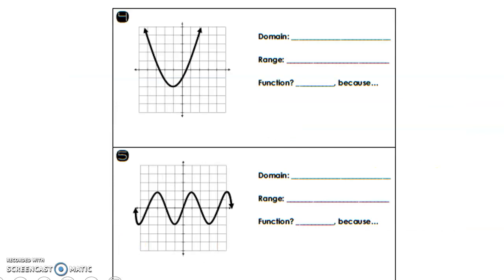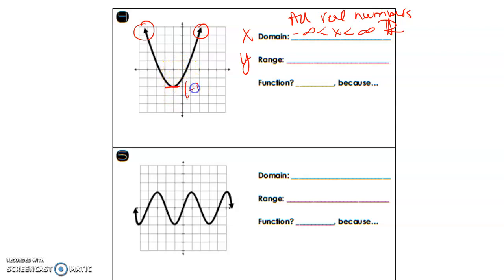So we're going to look at number 4 this time. So again, domain, all my x values. What's my leftmost point? What's my rightmost point? Again, it's arrows, which tells me negative infinity, less than x, less than infinity. All real numbers. Okay. Now for my range. So my lowest point is here. So that would be at -1, comma, -2. So -2 is my lowest point. It's closed, so less than or equal to y. What's my highest point? Those arrows tell me it is infinity. Is this a function? Yes, because it passes the vertical line test.